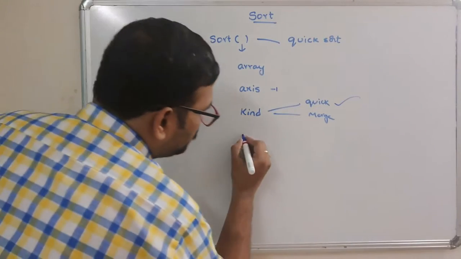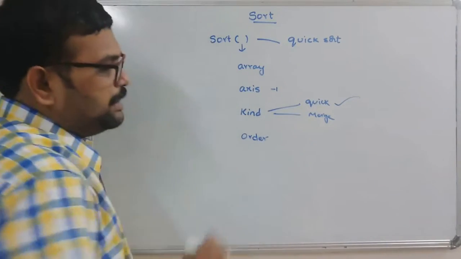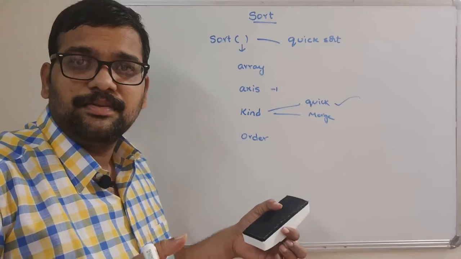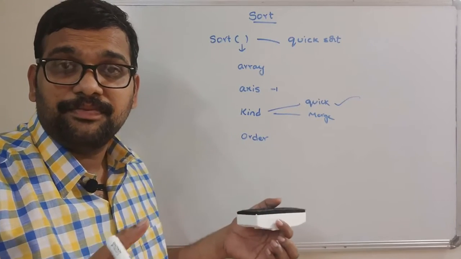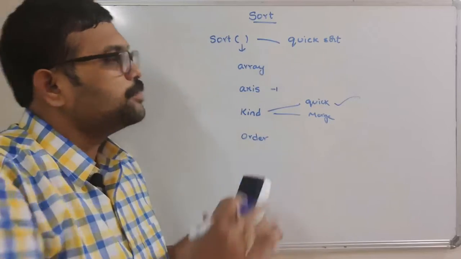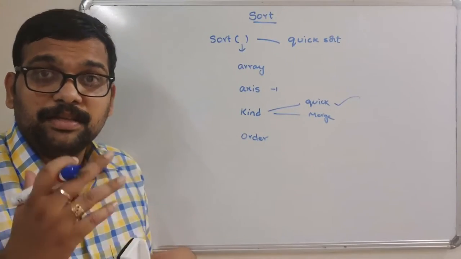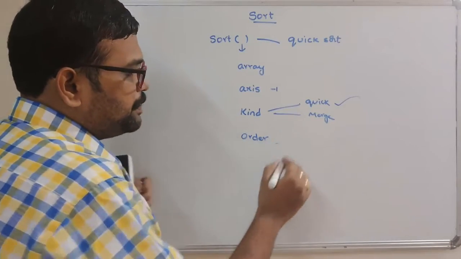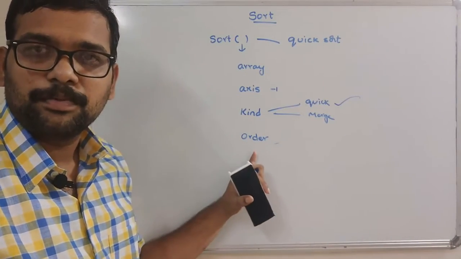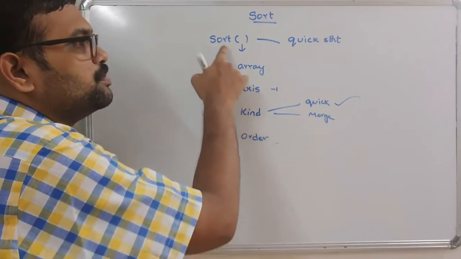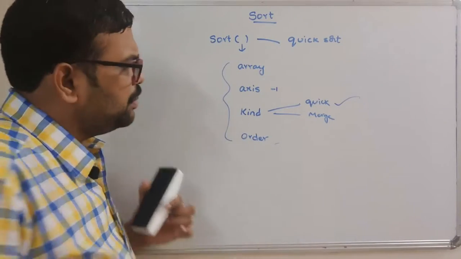And the next one is the order. If our array has different fields, we can sort the elements based upon the fields. For that purpose we are going to use this fourth parameter. So these are the four parameters which are used in the sort function.